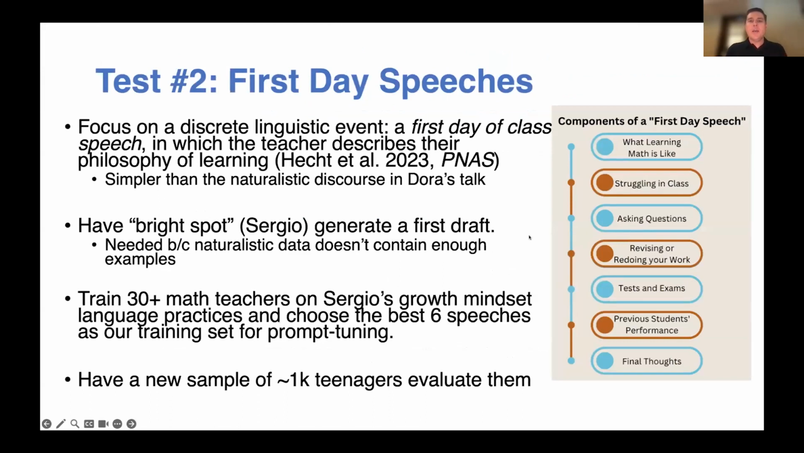Test number 2 is a kind of circumscribed version. It was really, basically, with Dora, wanted to create a coaching tool where teachers could be coached on writing a first day of class speech. But as a first step, we wanted to see how good the LLMs were at generating this language. This is a little bit easier than the naturalistic discourse or than in Dora's talk.